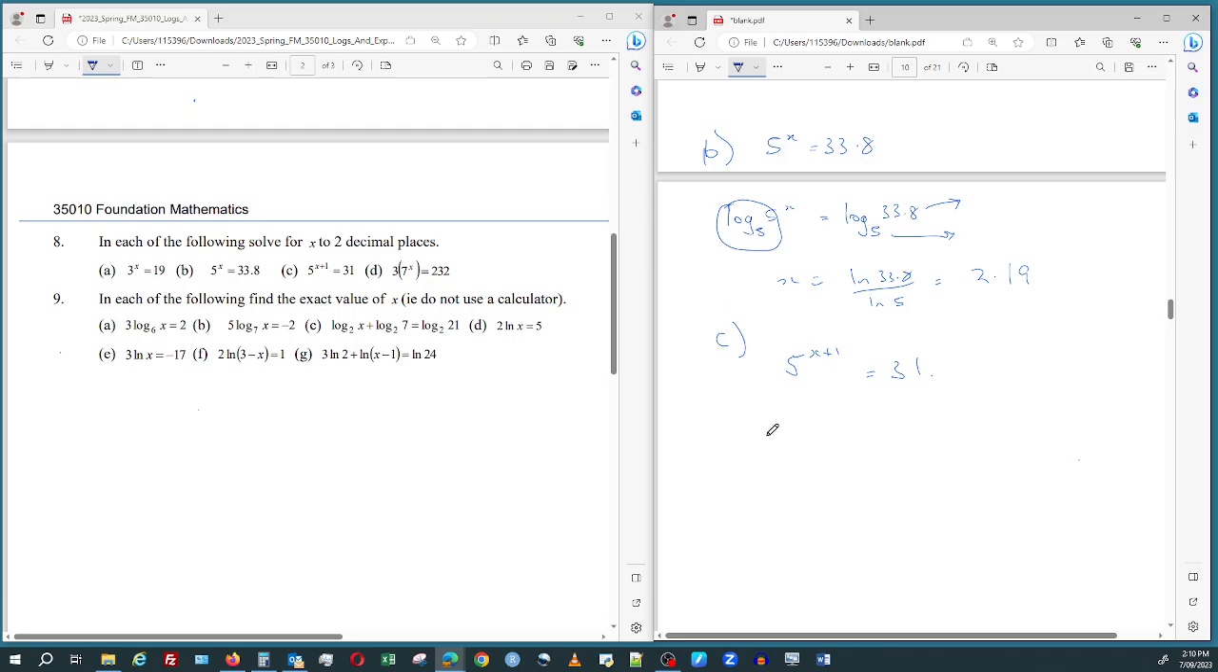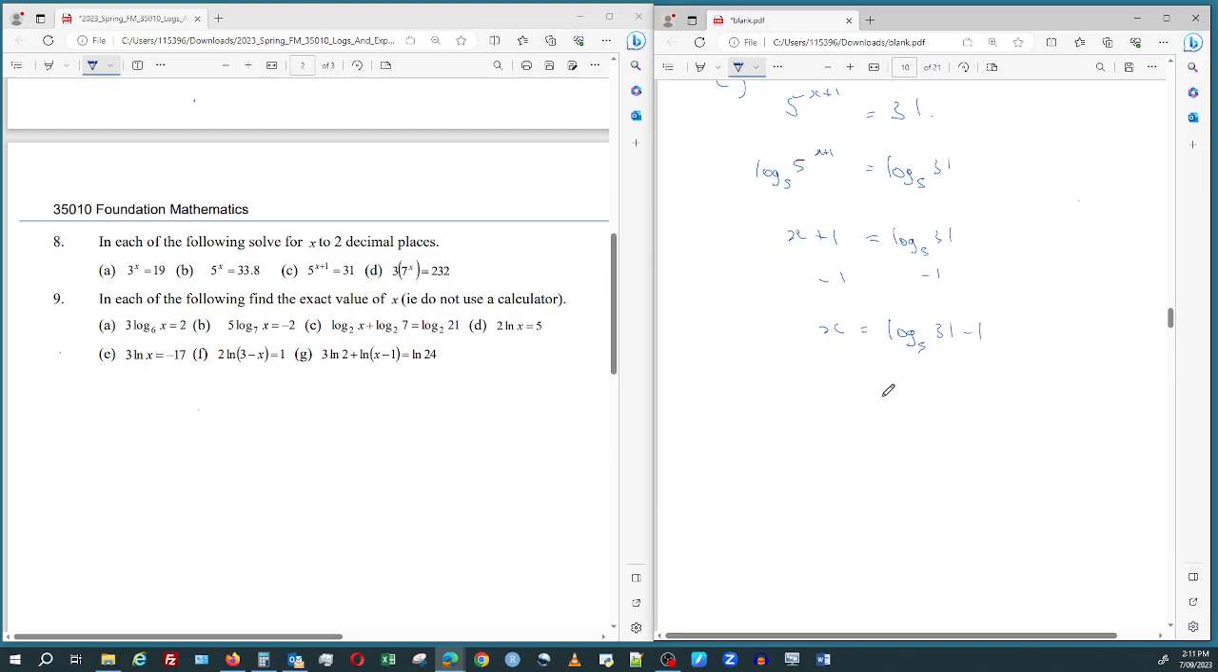We can take the log base 5 to undo. Log base 5, that's undo. X plus 1, what you do to one side, you do to the other. So that's undo. So we're left with x plus 1 equals log base 5 of 31, subtract 1. So x will be equal to log base 5 of 31 minus 1.